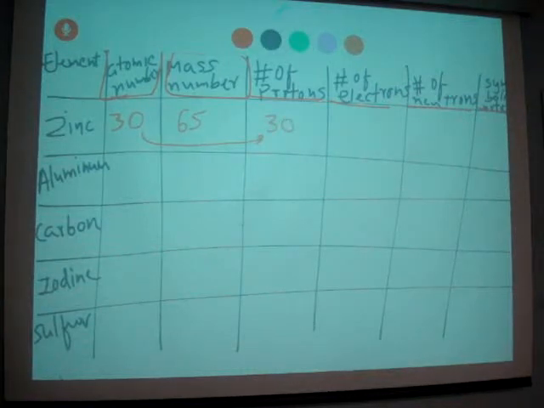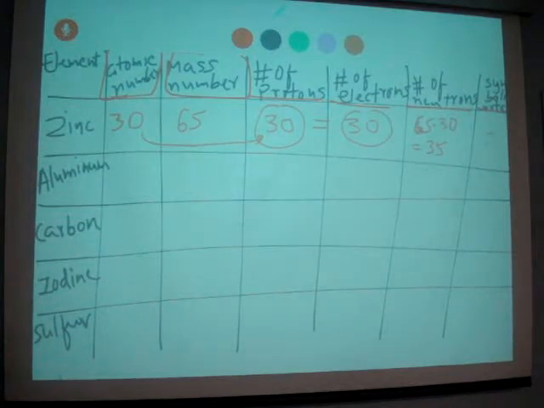Now, from the atomic number, you can tell that the number of protons is the same as the atomic number, which is 30. And since the number of protons is equal to the number of electrons in a neutral element, if it is 30, the number of electrons is 30 as well. Now the number of neutrons: we subtract 65 minus 30 and you get 35 neutrons.